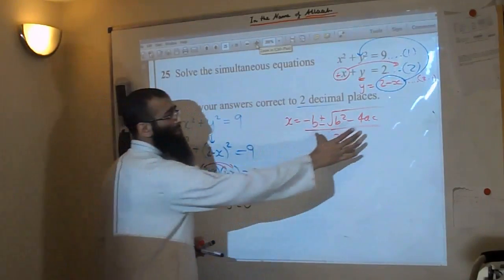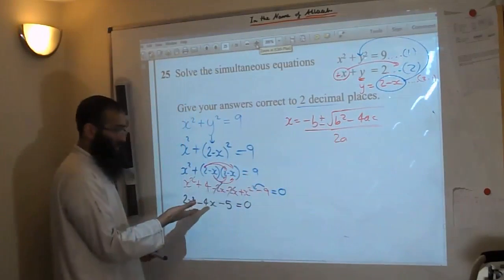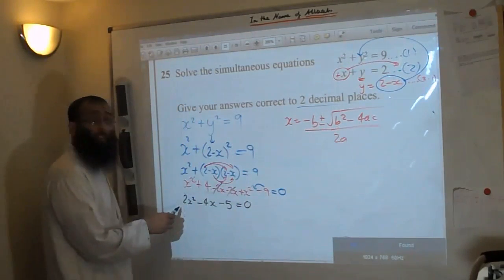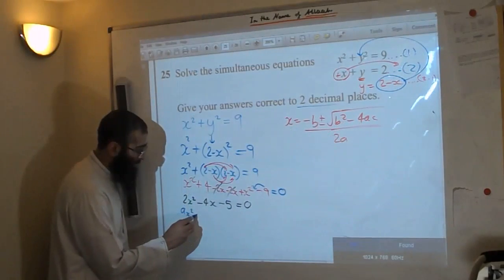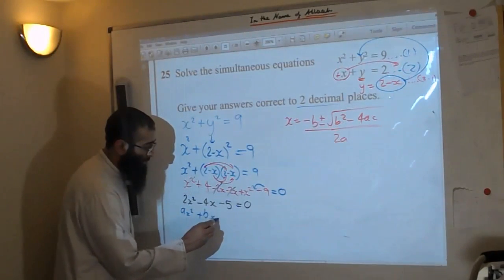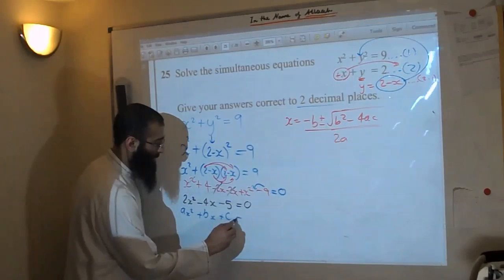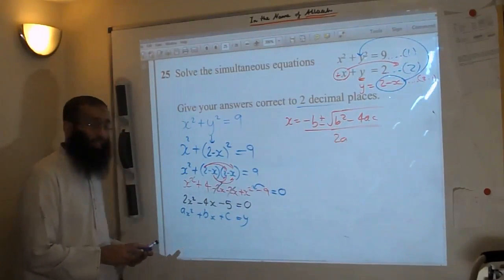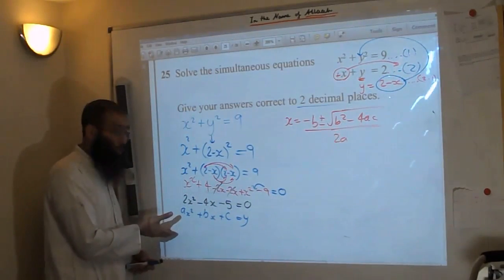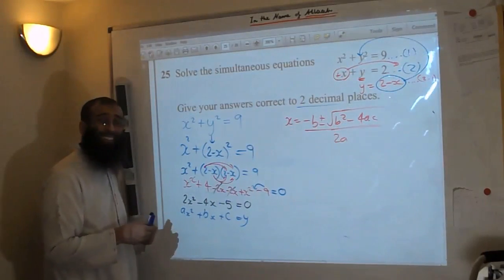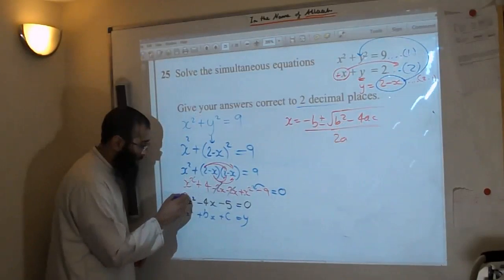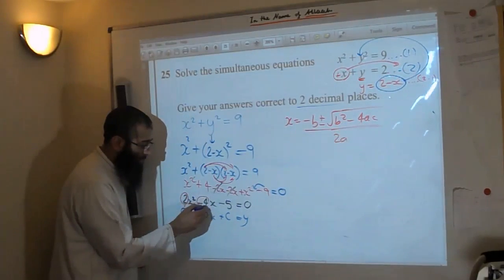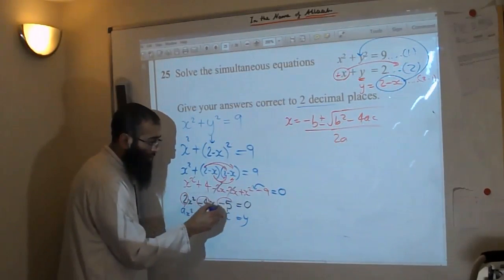Now we need to correspond these a's, b's and c's to our equation. So we have 2x squared, so that becomes ax squared plus bx plus c is equal to y. That's your standard quadratic equation format. So now we can quite easily pick off the a and the b and the c value. So a is over here, b is over here, and c is over here.